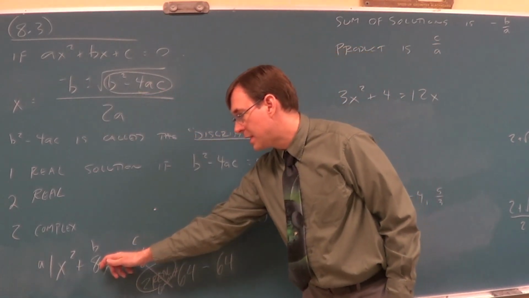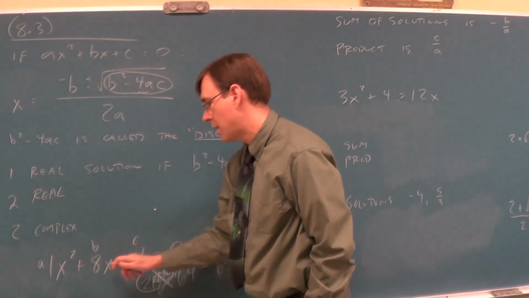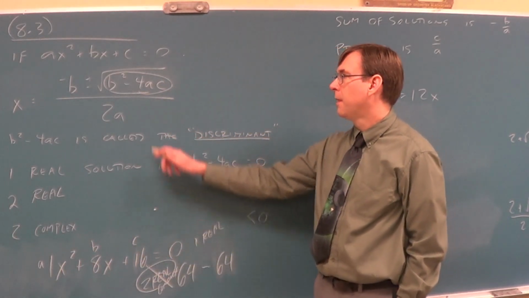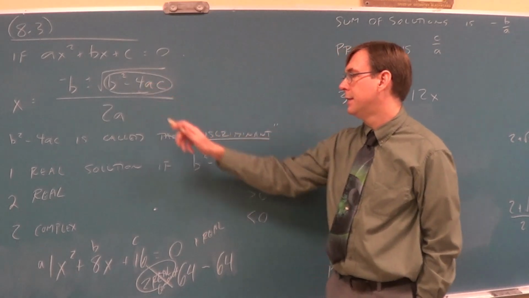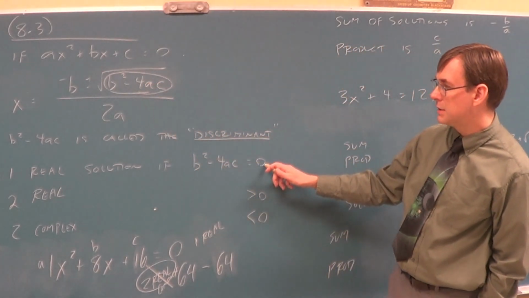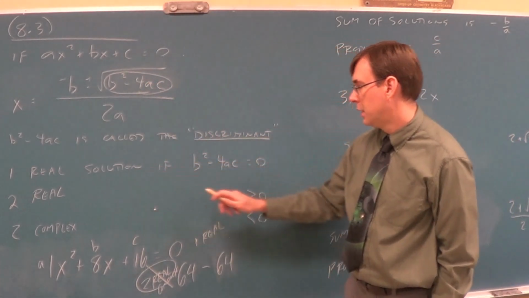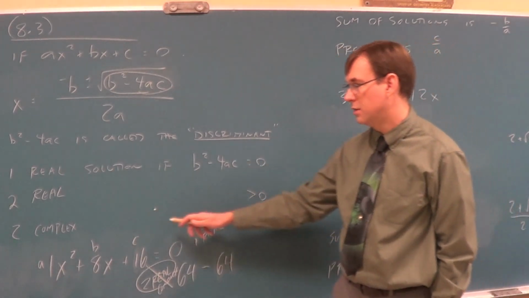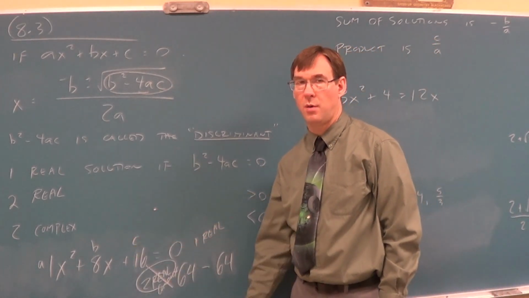The b is the number with the x, the a is the number with the x squared, c is the other number. Make sure you're equal to 0 before you start. But do b squared minus 4ac. If it equals 0 exactly, say 1 real. If it's positive, say 2 real. If it's negative, say 2 complex. That's what the first part of the homework will be.